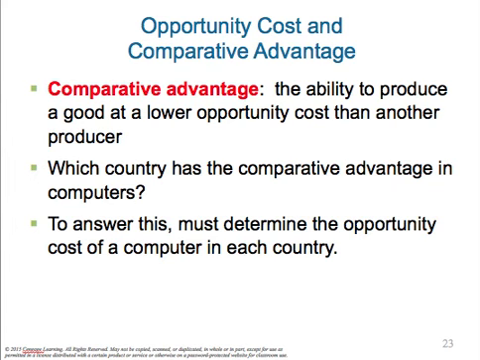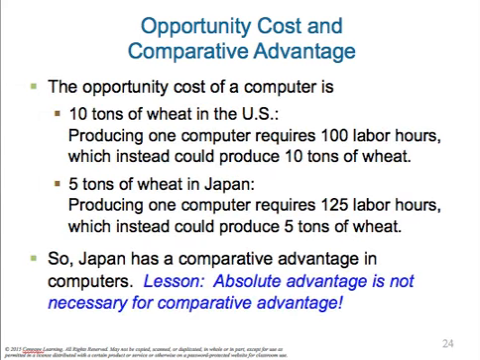To answer this, we must determine the opportunity cost of a computer in each country. Again, thinking opportunity cost, not input cost here. The opportunity cost of a computer is 10 tons of wheat in the U.S. Remember, the U.S. can really produce some wheat. So when you cease producing wheat to produce computers, you give up more wheat. Producing one computer requires 100 labor hours, which instead could produce 10 tons of wheat.